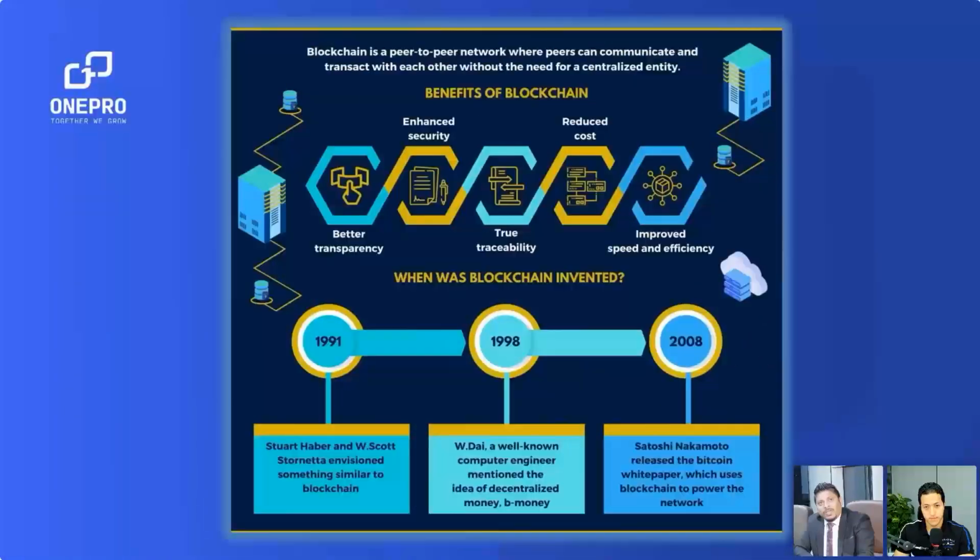Now, moving forward, I think you heard about the blockchain, right? You heard what I was saying when I was mentioning the blockchain. Now, what is blockchain? The blockchain is a peer-to-peer network where peers can communicate and transact with each other without the need for a centralized entity. So technically, we don't need people in between when you're doing the transaction. Now, benefits of blockchains: enhanced security and better transparency, true traceability, reduced cost, improved speed and efficiencies. Okay, this is what we can get from the blockchain.